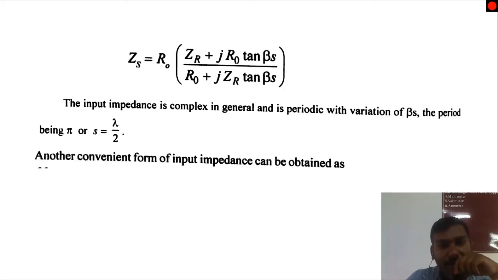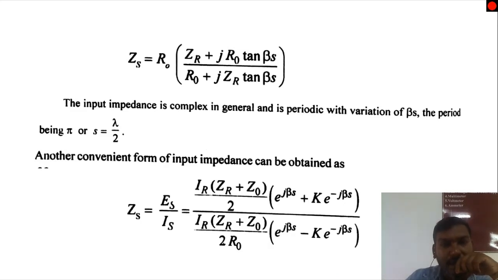And if we want to write the impedance in some other format, we can write Z in terms of Es by Is, equal to Ir R0 Zr plus Zr divided by 2 into e to the power of j beta s plus k into e to the power of minus j beta s, divided by Ir into Zr plus R0 by 2 R0 into e to the power of j beta s minus k into e to the power of minus j beta s.